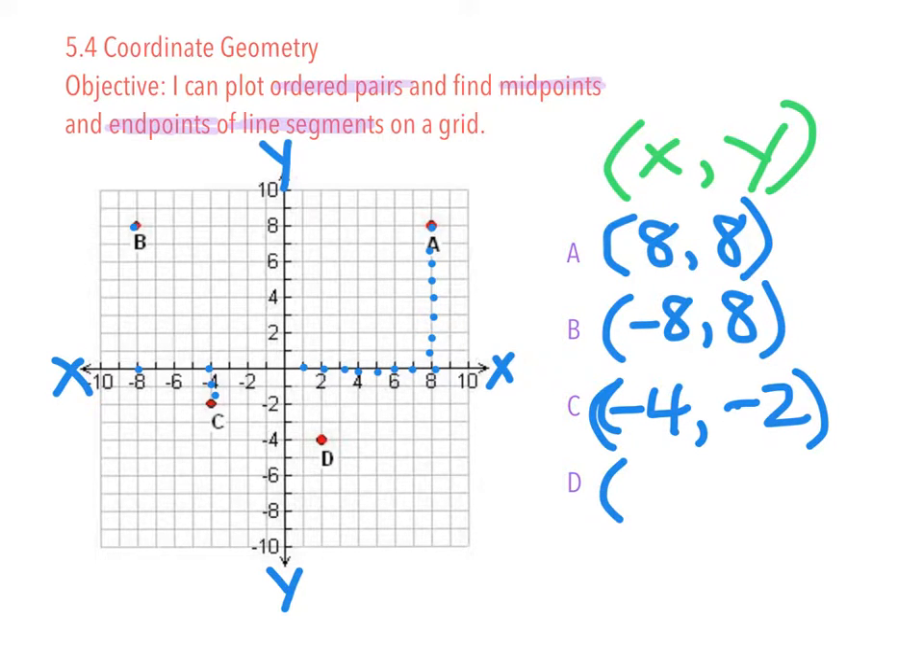Now for D, our final one, I'll change my pen color here. I can see that it is over 2 on my x-axis, and then I do go down into the negatives. I go down on my y-axis to -4.